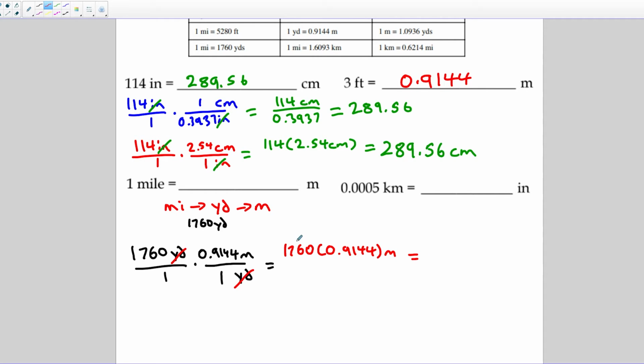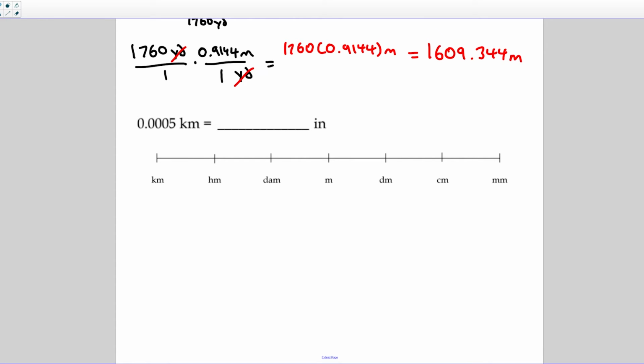So dividing by 1 doesn't really change anything. So even if I wrote this down, it doesn't really change my answer. So I'm just not going to do that. And this leaves us with 1,609.344 meters.